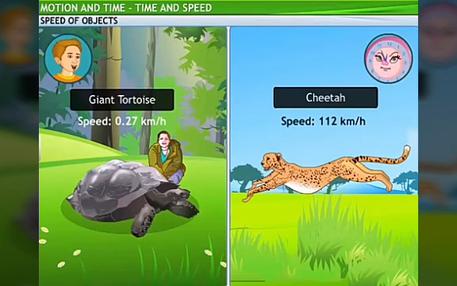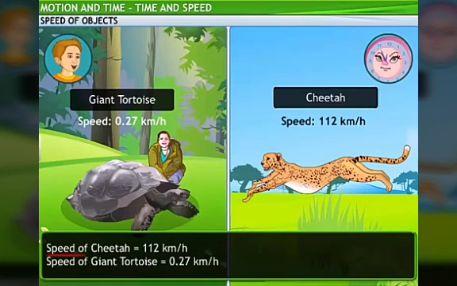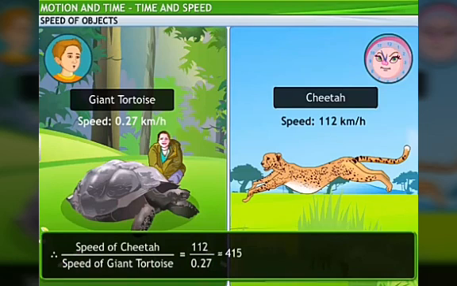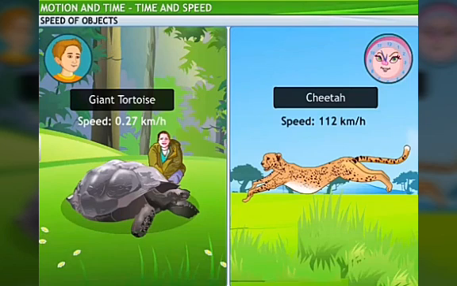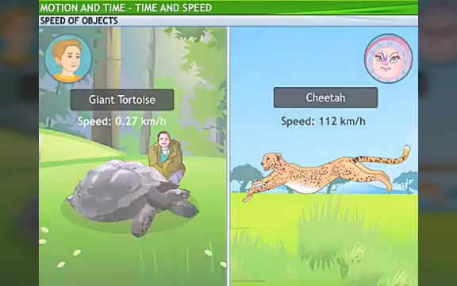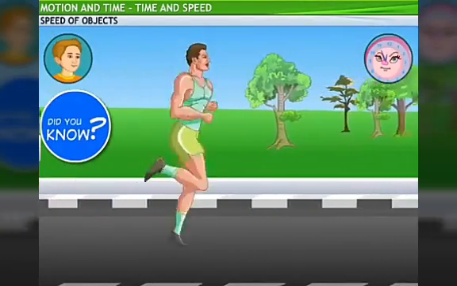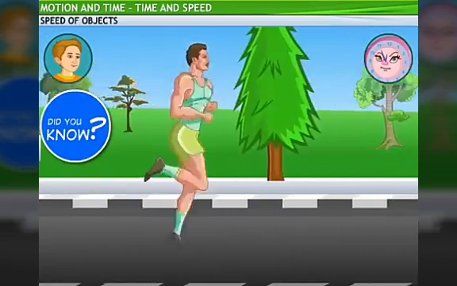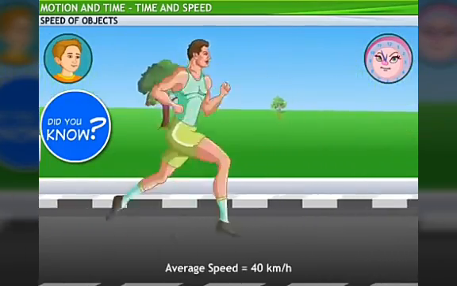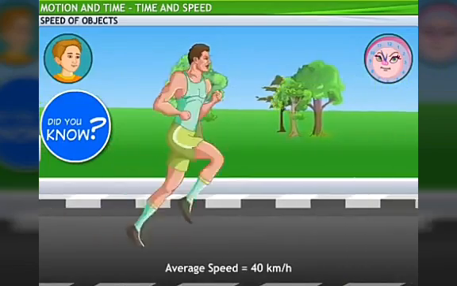Let me calculate. The speed of the cheetah is approximately 112 km per hour, while the speed of the giant tortoise is 0.27 km per hour. The speed of the cheetah is approximately 415 times that of the giant tortoise. Yes, that's right. Did you know the average speed of a human being is approximately 40 kilometers per hour? This brings us to the end of this lesson on speed and time.